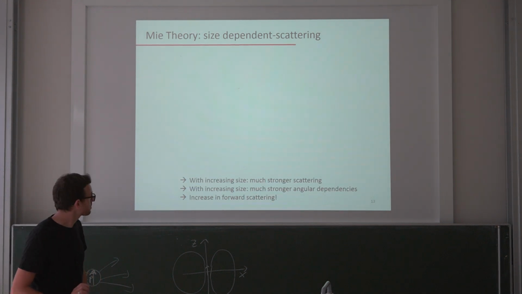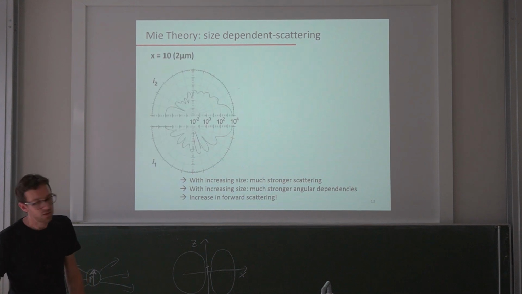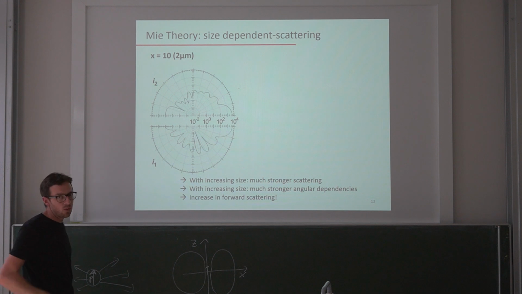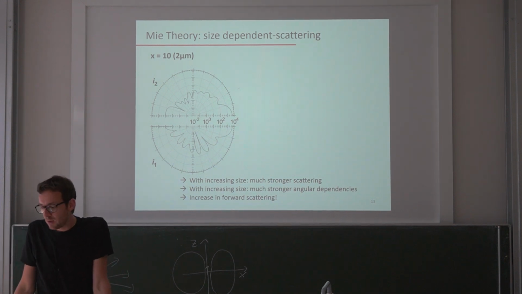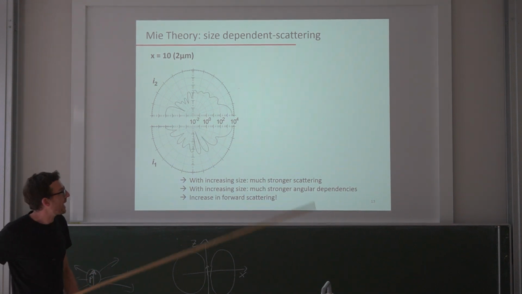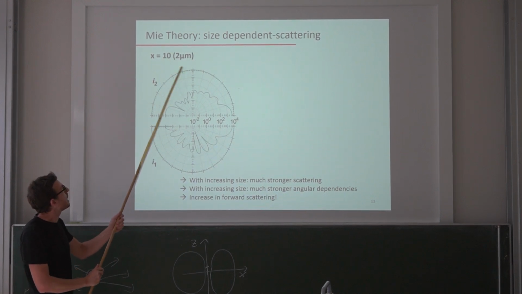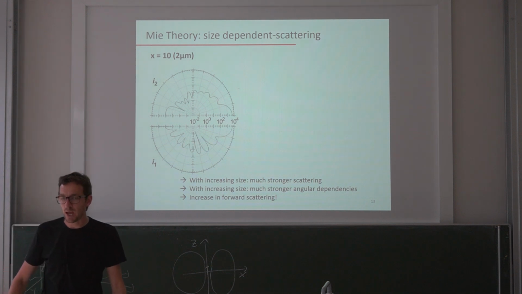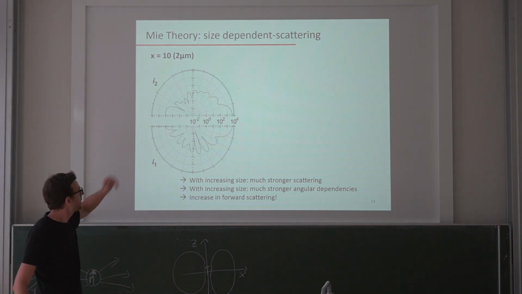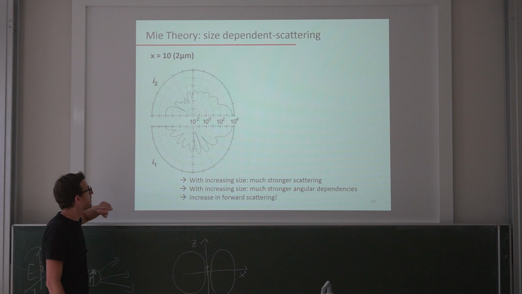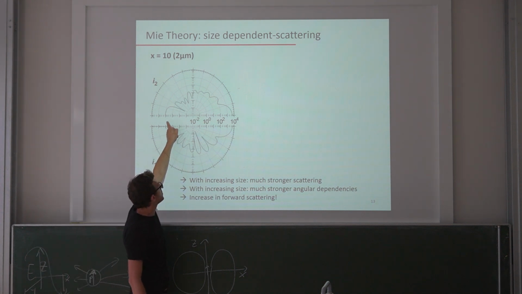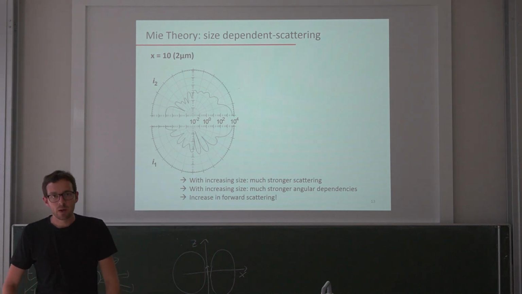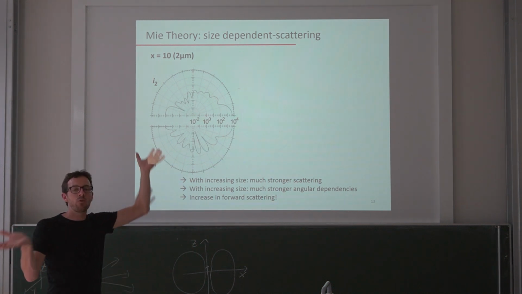Now, hang on, the conclusion, maybe first the experiment. This now is a Mie profile for x equals 10, which means a particle radius of 2 micrometers. So again, a much larger particle, and look what happened. It's completely different. Instead of this donut shape, you now have a very weird and complex distribution of light in all different angles.